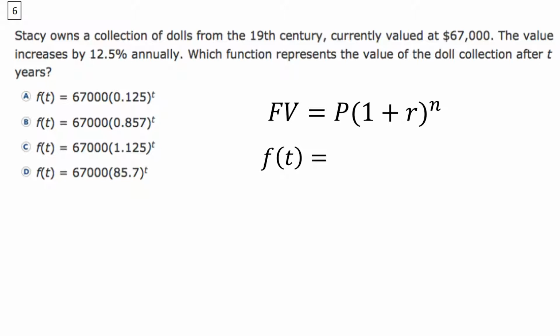Stacy owns a collection of dolls from the 19th century, currently valued at $67,000. That's a nice little investment there, I'm sure. The value increases by 12.5% annually. Which function represents the value of the doll collection after t years? Well, we've got to know what goes in each place. Let's start with P. Now, that's our principal. That's our starting amount. Well, that's the 67,000. So 67,000 is our coefficient.